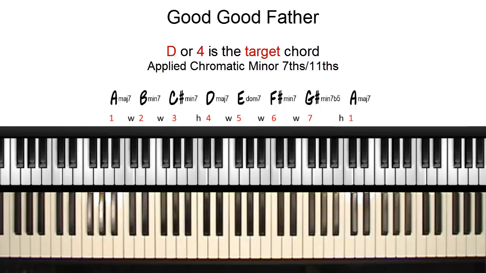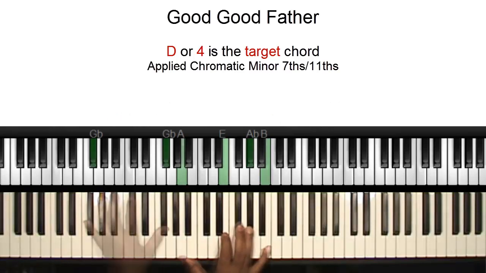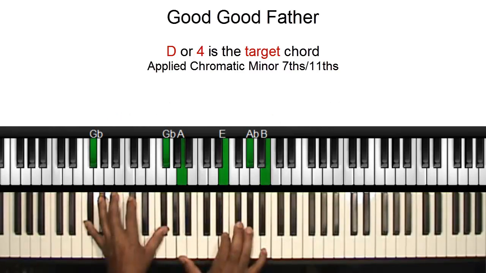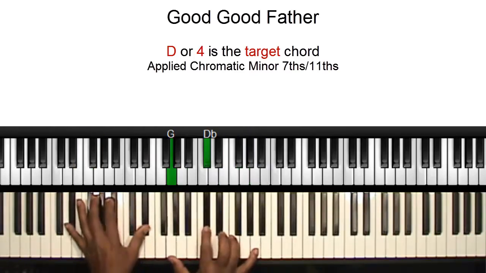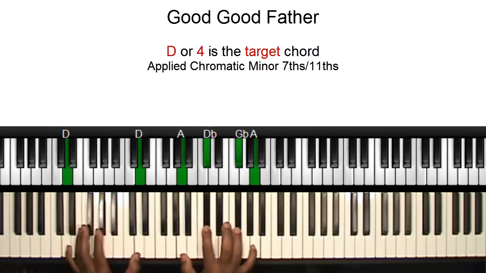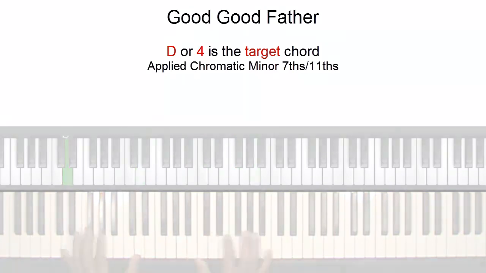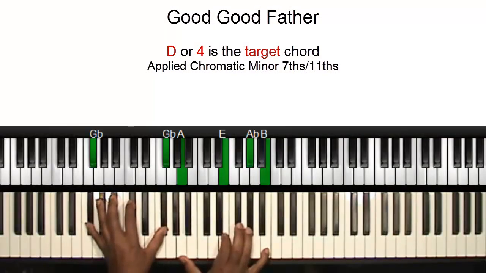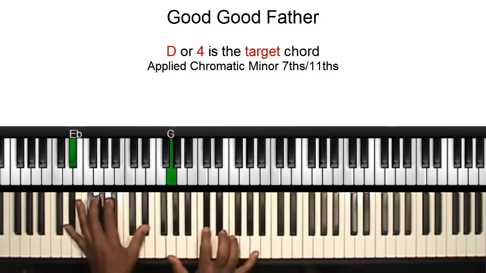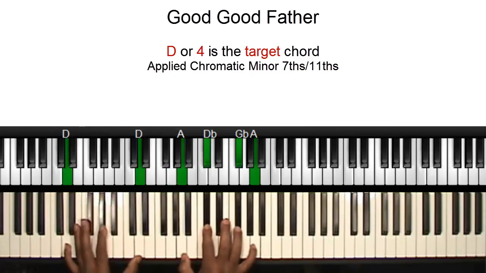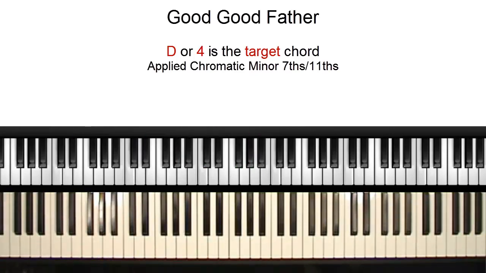But instead of playing the D to the A to the B minor 7 to the E, what we'll play is the bigger minor 7 chord progression. So that's 3, half step, 2, half step, and then 1. And this is what it would sound like.